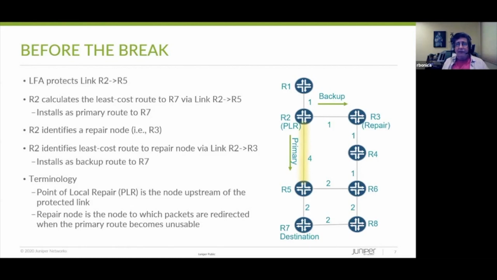Now, what do we do before the break? Well, R2 calculates its least cost path to R7 through R5. It identifies a least cost path to the repair node through R2, R3, and it installs that path as a backup to R7. So we need a couple pieces of terminology here. First is PLR. In this example, R2 is the PLR. It is the node just upstream of the protected link, and it will detect the break on the protected link first. It also identifies the repair node, in this case, R3.